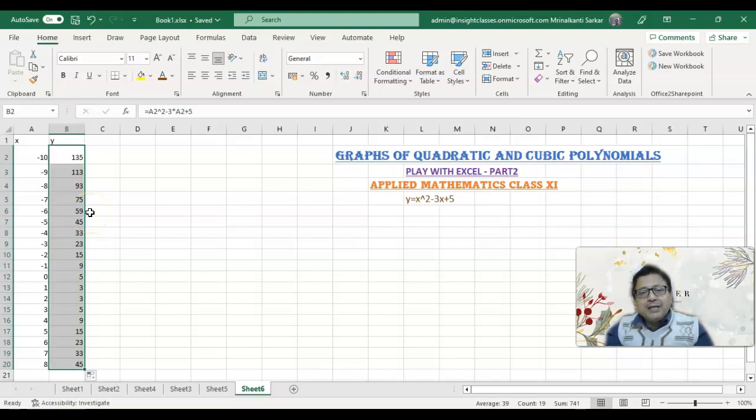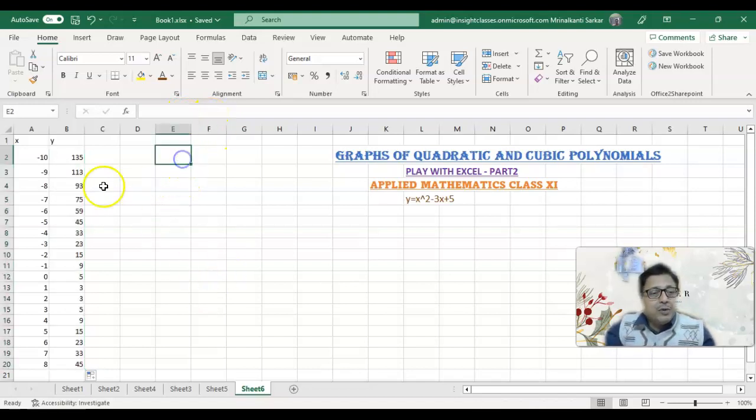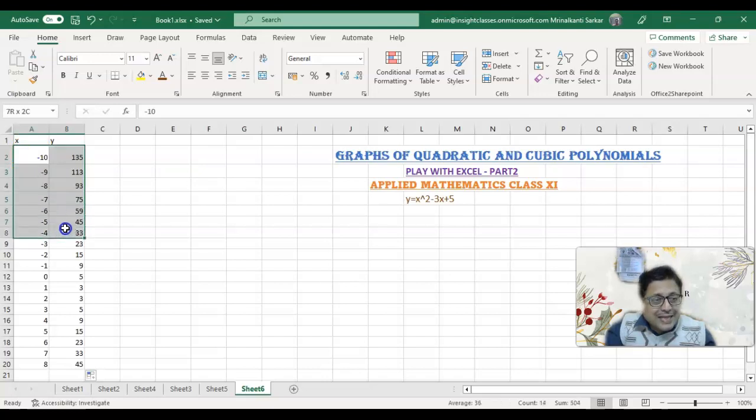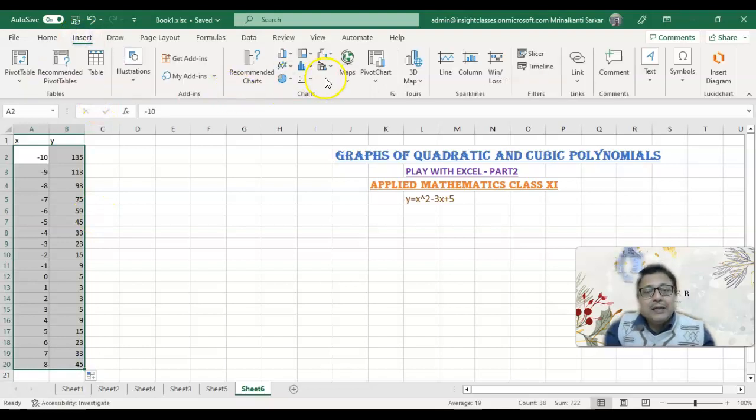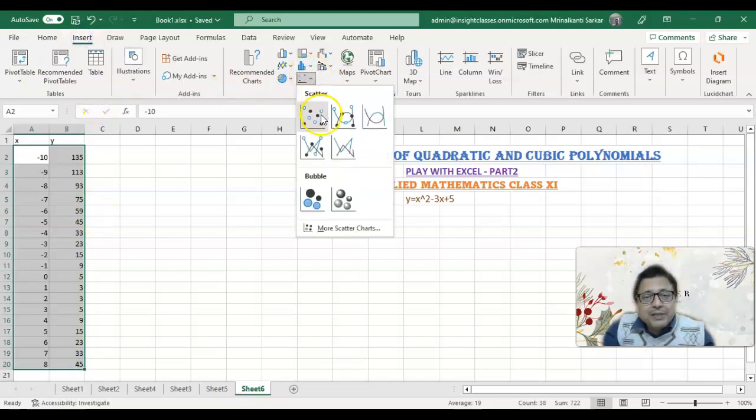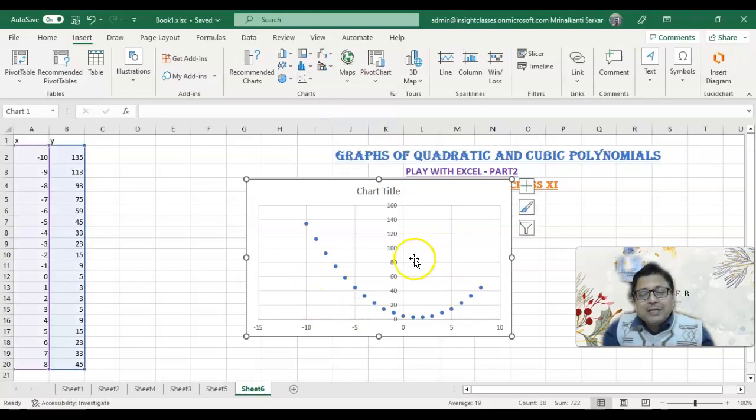We will be using Excel workbook only to plot the graph and to get all these values by using the formula, A2 square minus 3 A2 plus 5. Okay. Now to plot the graph, we can draw a line graph or the scattered graph the way I told you. You select these two columns together and then insert, and then if you click this one, the graph is coming like this.